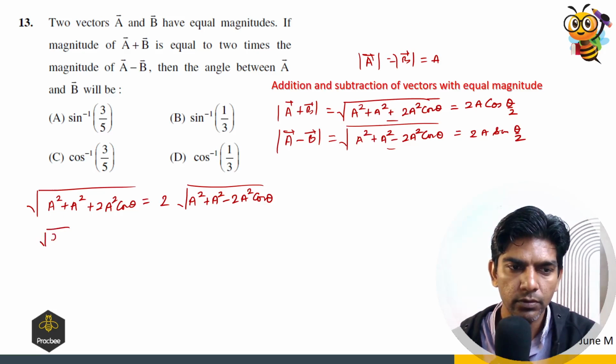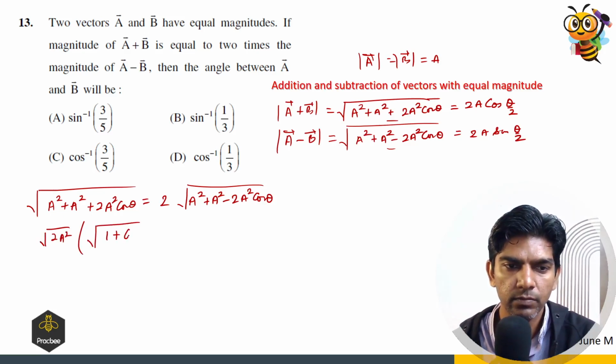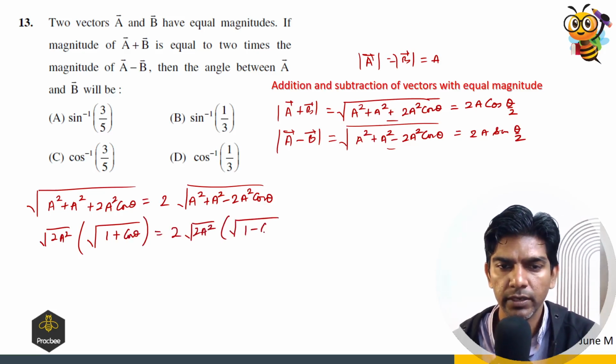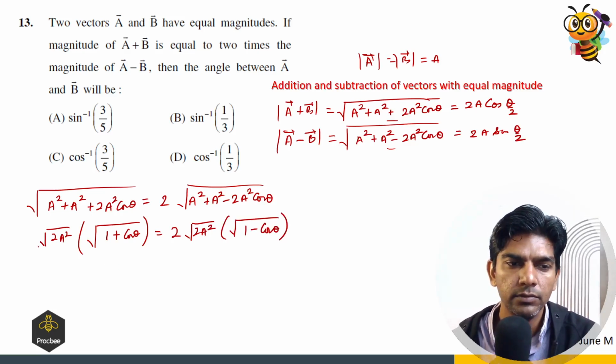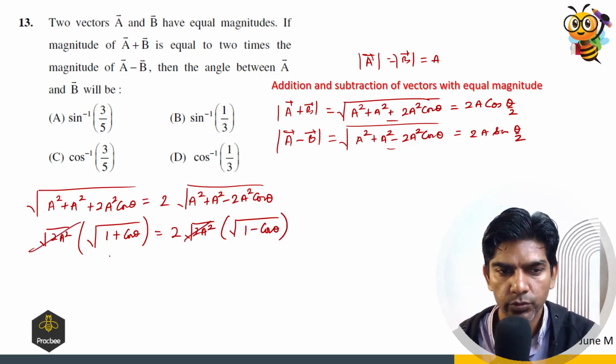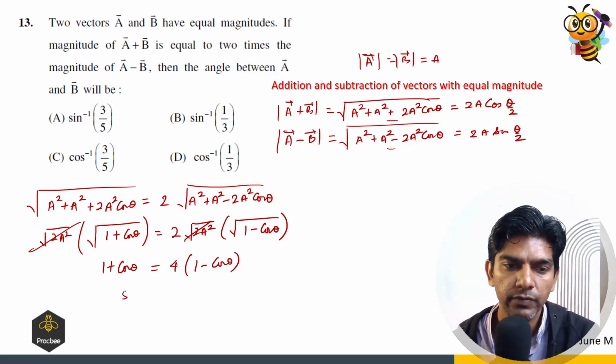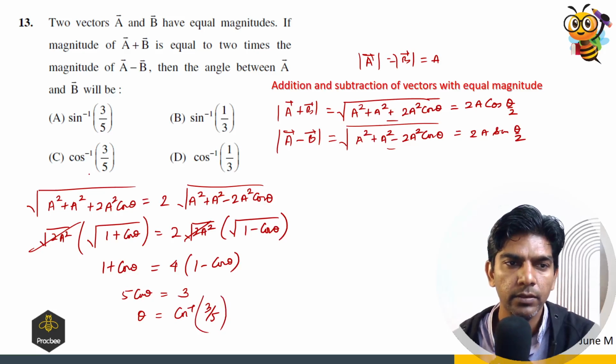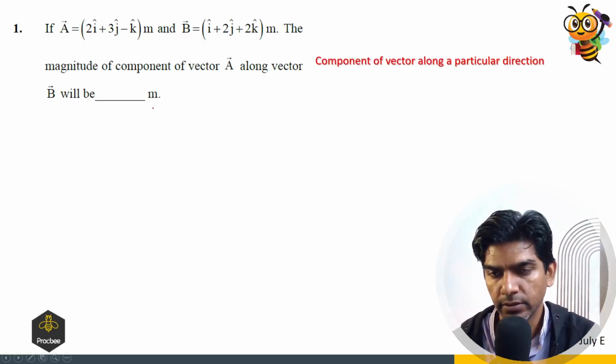Right, so root of 2a square will be common, so then we have root of 1 plus cos theta, and this will be 2 times root of 2a square times root of 1 minus cos theta. So this will get cancelled out. Now let us square on both sides. So 1 plus cos theta will be equal to 4 times 1 minus cos theta. So this will give us 5 cos theta equals 3. So theta comes out to be cos inverse 3 by 5. So option C is the right answer.